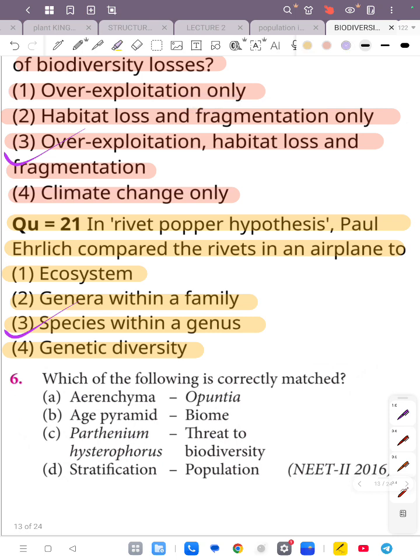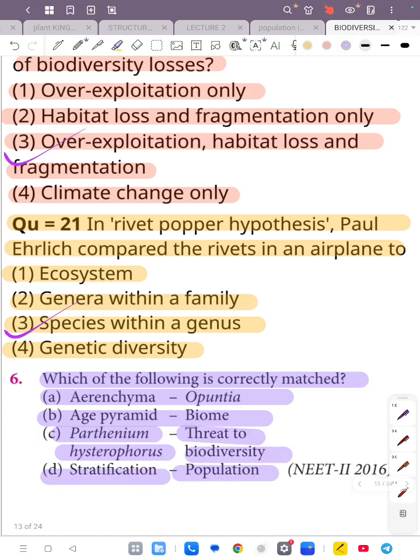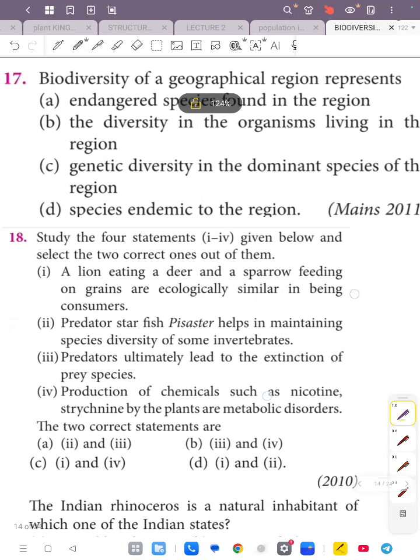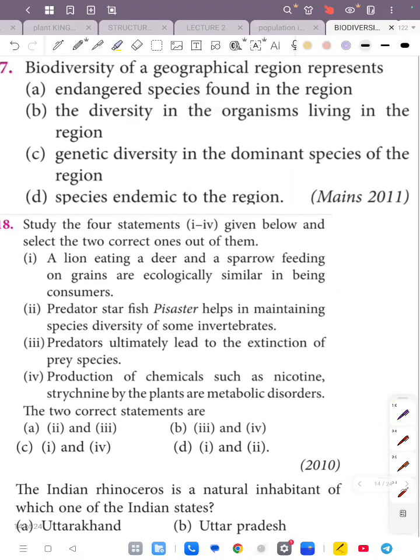Next question, question number 6, I guess, okay, it's a repetition of a previous year question. Let's quickly do it. Which of the following is correctly matched? Option three, Parthenium hysterophorus, threat to biodiversity, or option four, stratification population. Okay, we've done this. This is a repeated question. The correct answer would be option C, Parthenium hysterophorus is a threat. Parthenium hysterophorus, which is also known as carrot grass or Congress grass, is an invasive weed which came with imported wheat to India, right? And it is a threat to biodiversity. One of the most invasive weeds. Alright, moving on to the next question.